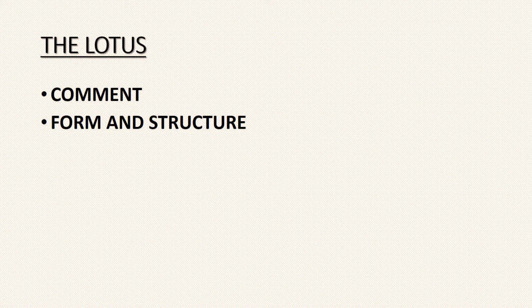If we take up the form and the structure of the poem, The Lotus is a Petrarchan sonnet and it has 14 lines. The first 8 lines present a conflict, and this conflict is between Love and Flora, who is asking for a flower which should be the perfect flower.